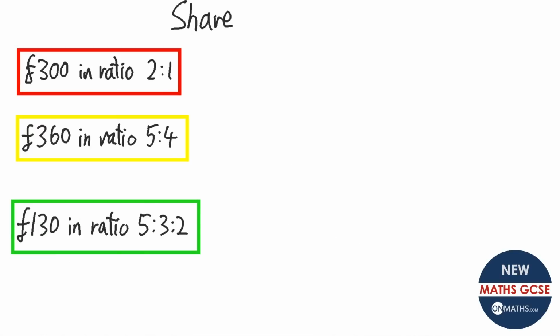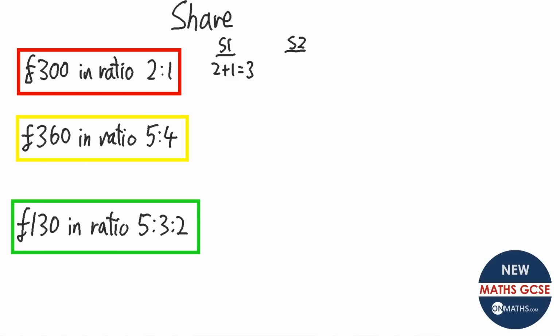Okay, so this time we're asked to share an amount of money in a given ratio. So the first step, step 1, is add the parts together. So in the first question we've got 2 parts on the left hand side, 1 part on the right hand side. So just add those together. Find out how many parts we have altogether. So we've got 3 parts.